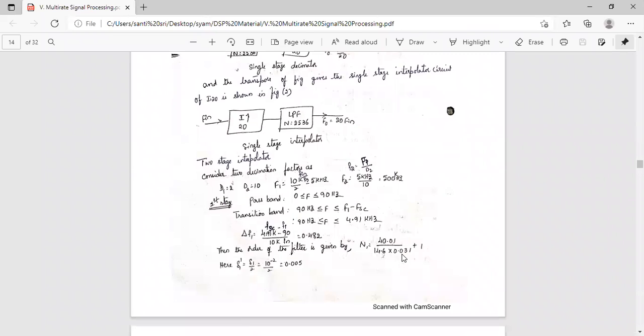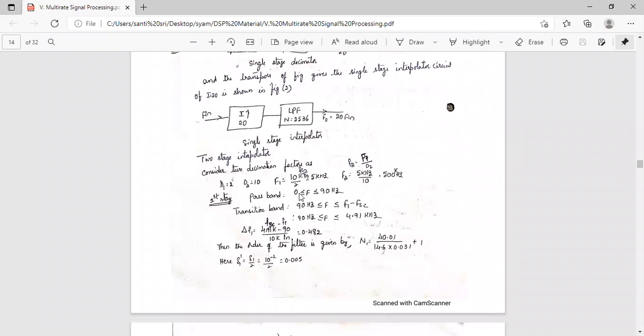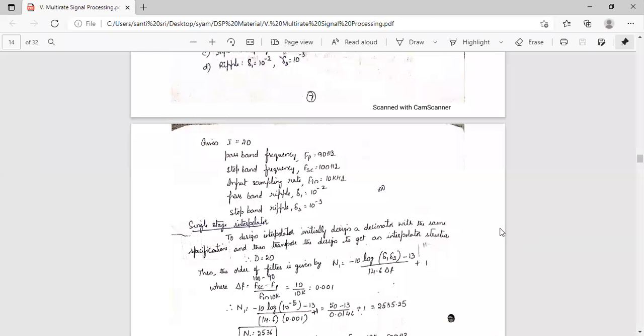Coming to the first stage, the pass band range is from 0 to 90 hertz. The transition band range is from 90 hertz to F1 minus FSC. F1 is 5 kilohertz, so the transition band is from 90 hertz to 4.91 kilohertz.